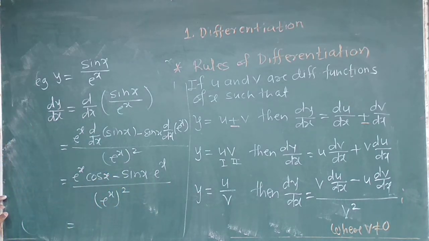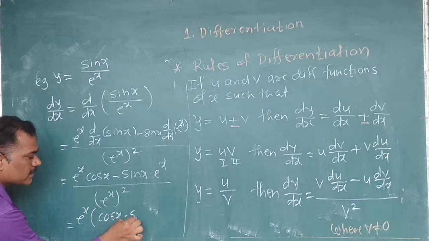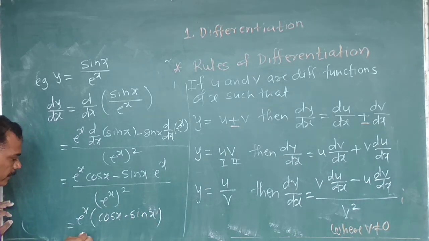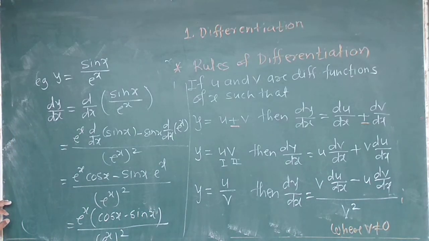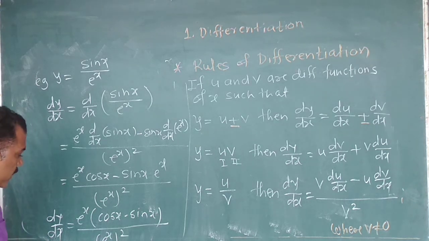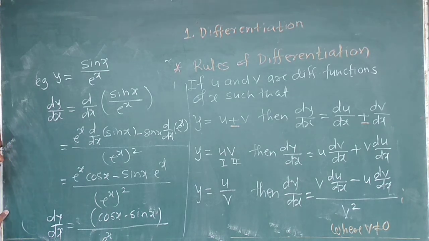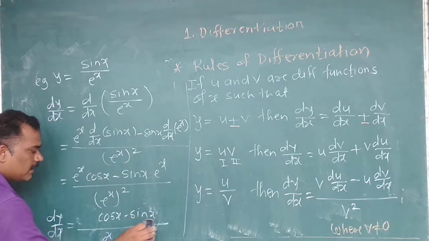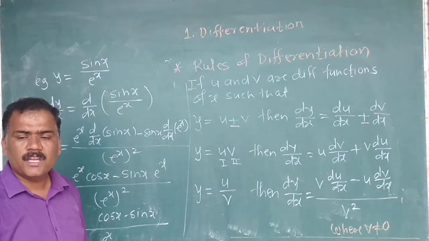We have to take the e raised to x common, so that e raised to x into bracket cos x minus sin x divided by e raised to x bracket square, that is the dy by dx. We have to cancel one e raised to x from this denominator. Then we get cos x minus sin x divided by e raised to x, that is the value of dy by dx.